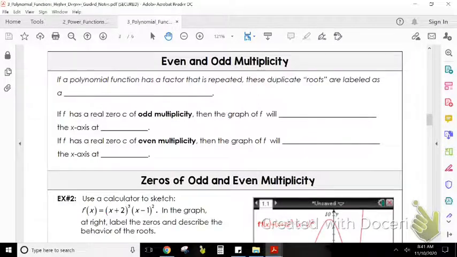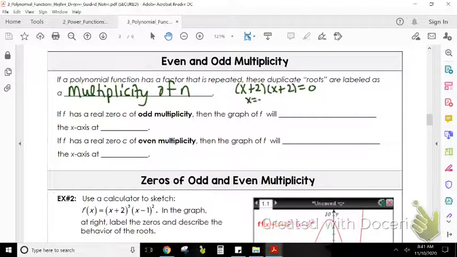Even and odd multiplicity says if a polynomial function has a factor that is repeated, these duplicate roots are labeled as a multiplicity of n. So however many times it's there is what its multiplicity is. And we've seen some of them when we have x plus 2 times x plus 2 equals 0. If we solve them both, we would get x equals negative 2. So instead of writing negative 2 there twice, we could say x equals negative 2, and it's got multiplicity of 2, meaning it was there twice. It counts as 2 of our zeros, our solutions, our roots, our x-intercepts.